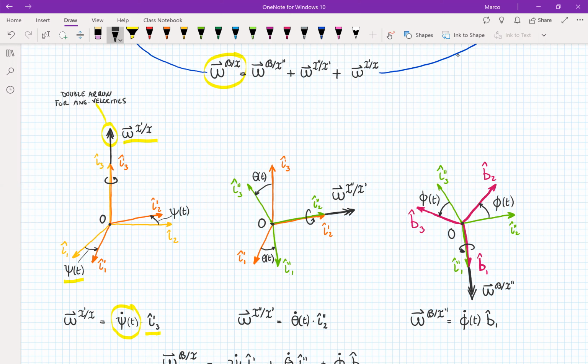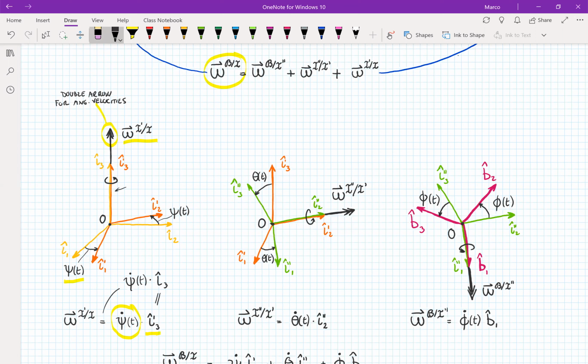But we could also write it as psi dot times I3. And why is that? Well, simply because I3 and I3 prime are the same versors. You see, they are the same over here. But I'm just going to choose I prime 3, and we'll see later why.